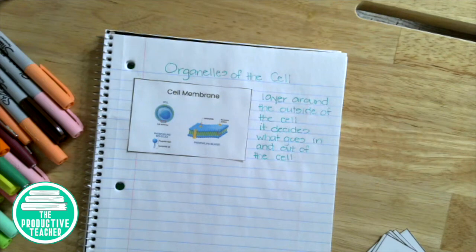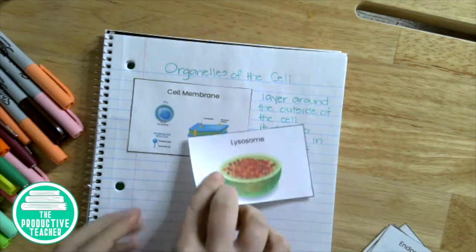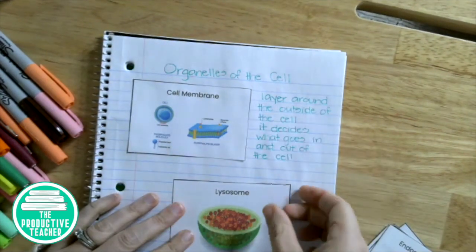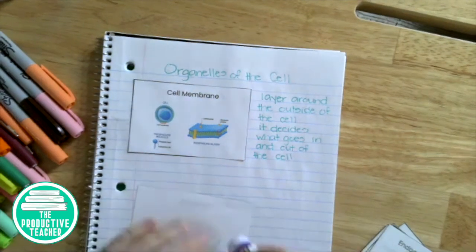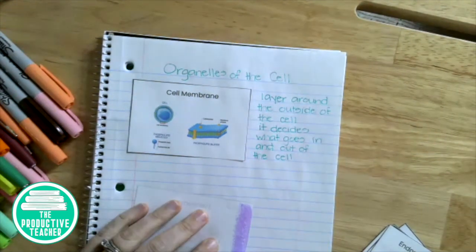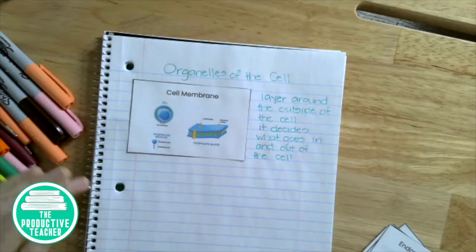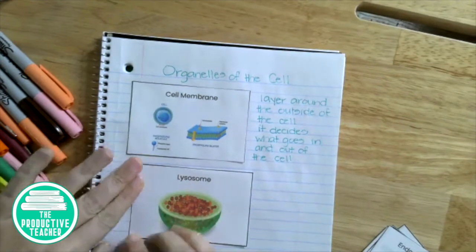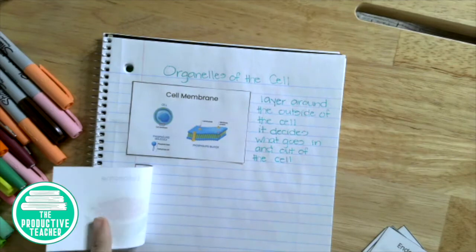Another way I can put things in my notebook, this time I will take a lysosome. Instead of gluing the whole thing in my notebook, I'm just going to put glue on the edge. And now I have created a flap that I can use when studying. So I'll line this up right here. Now I can write the definition under the flap.